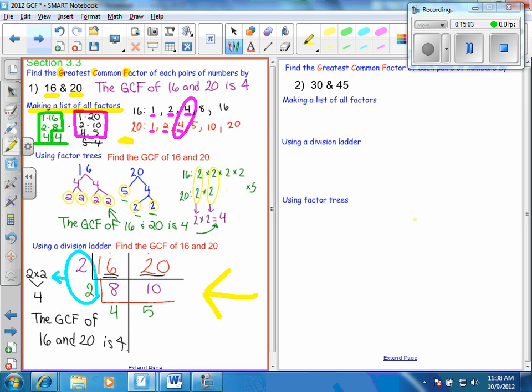So in section 3.3 in the book, you practice all three. And when I give you a quiz, I'll probably have you do all three. I'll say, find the GCF using the division ladder here. And then another question I'll say, find the GCF using a factor tree. So I'll probably ask you to do it once, each method, and then I'll let you choose on the rest of the quiz.